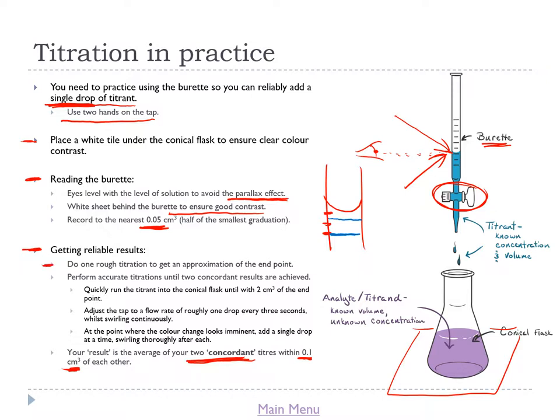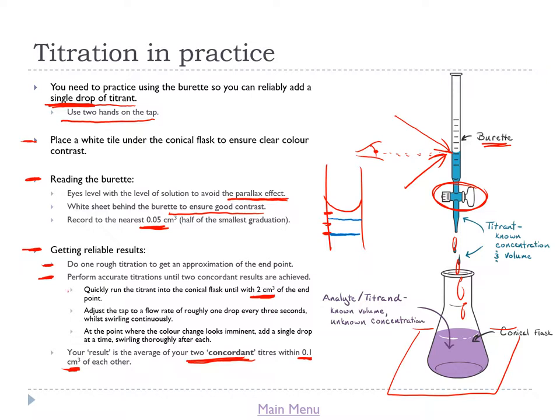And by a rough titration, I mean you've got your tap open almost fully and the liquid is flowing through very, very quickly. And you're swirling it the whole time, and as soon as the endpoint happens, you stop, and you record your rough titre. Then you perform accurate titrations. Now, to perform your accurate titration, you very quickly run the solution, the titrant, into the conical flask until you're within about 2 centimetres cubed of the endpoint, and then you stop.